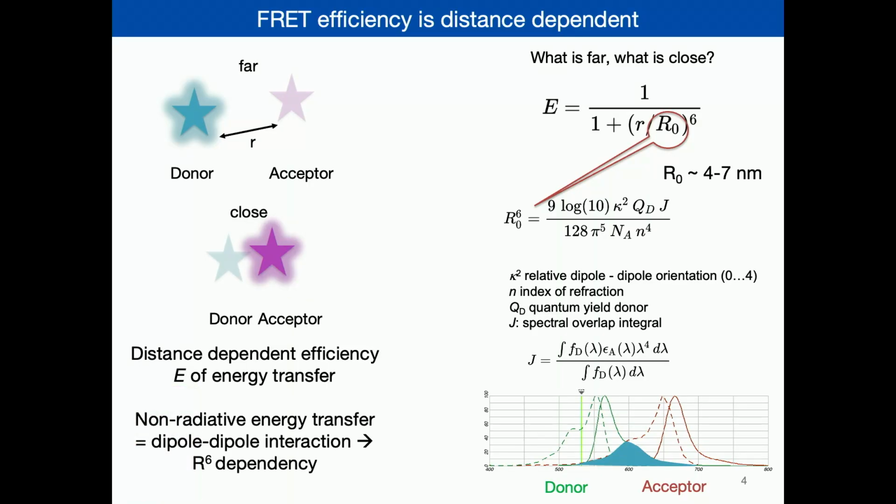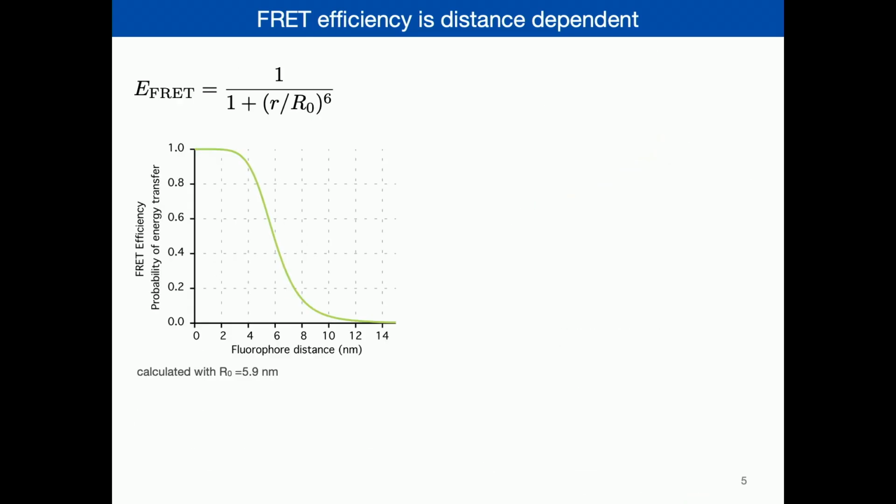So what we note is basically that the efficiency of energy transfer is distance dependent, and this is a non-radiative energy transfer. So we have a dipole-dipole interaction, which also leads to this R to the power of 6 dependency. So it's not that the donor is emitting a photon and the acceptor catches it. That would be a super low probability, actually. So let's look at that equation a little bit more in detail.